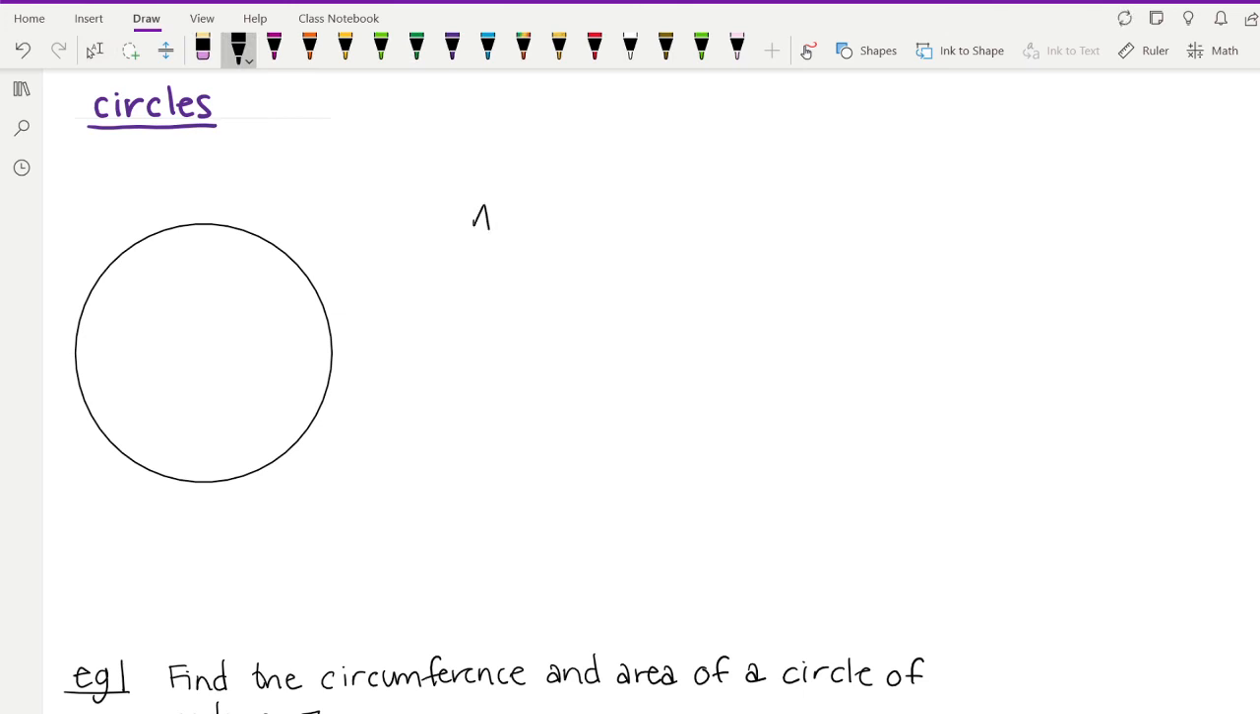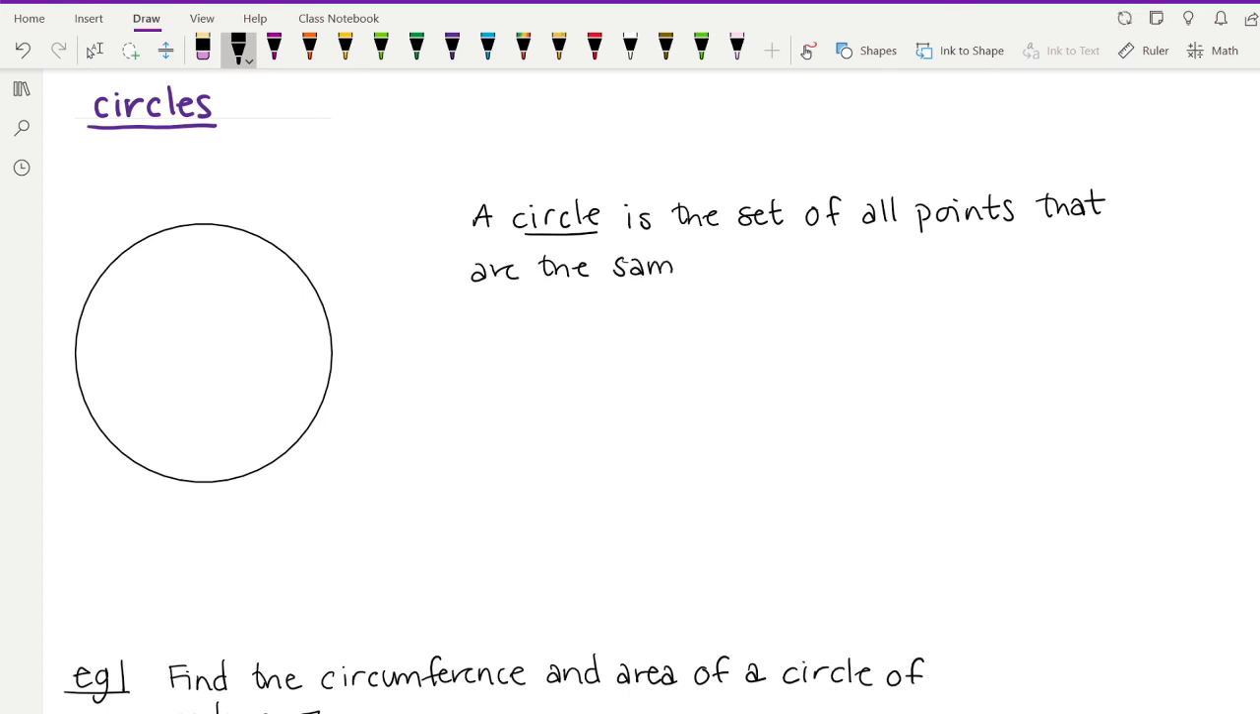A circle, the geometric definition, is the set of all points that are the same distance, and I'm going to leave a little space here because I'm going to elaborate on what that distance is called, from the same point.